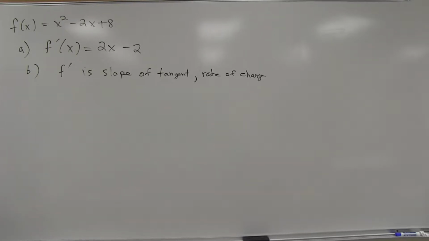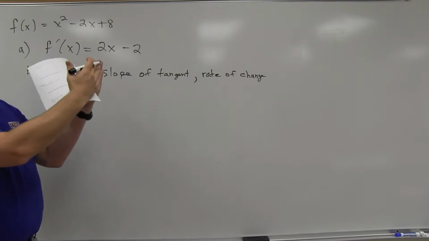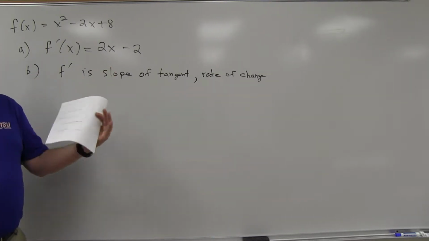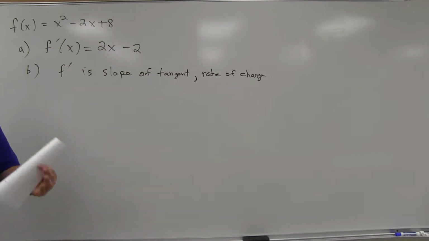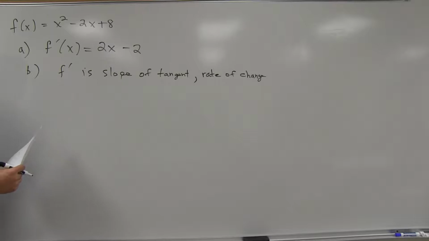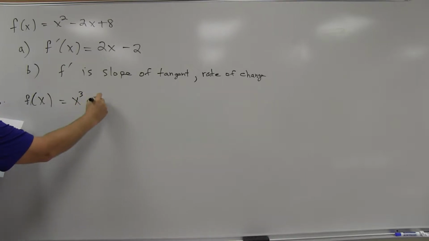Anything else? Those are the two main. If this was specifically a position function, the derivative represents the rate of change of the position, which is velocity. So you can get different measurements out of it. So, all right, number 2, f prime, if we've got f of x equals x cubed times cosine of x.